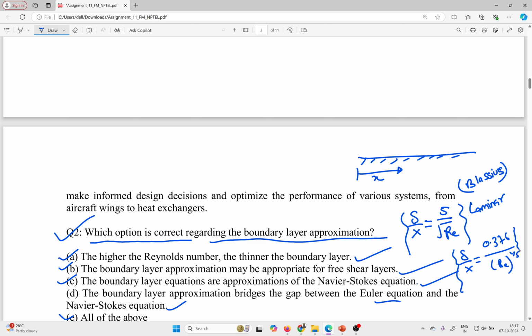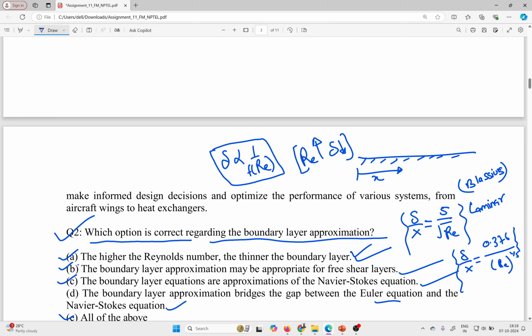So this is the overall formula. In both cases, your delta is inversely proportional to Re, which means if Re is more, delta will be less, because it is an inverse relationship. So in statement 1, the higher the Reynolds number, the thinner the boundary layer. It means this is correct.